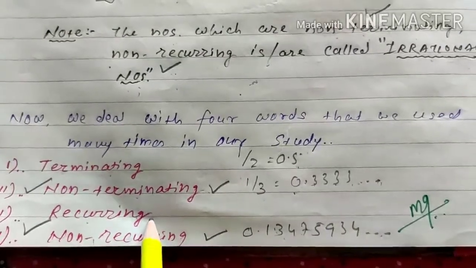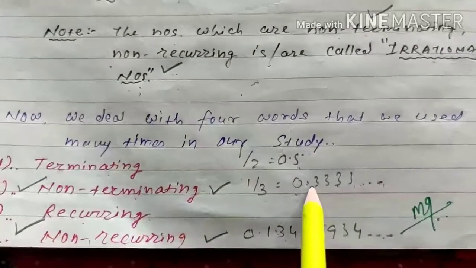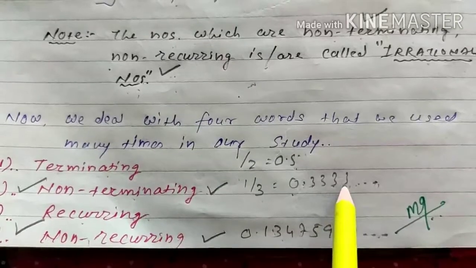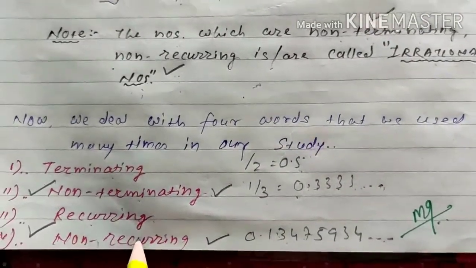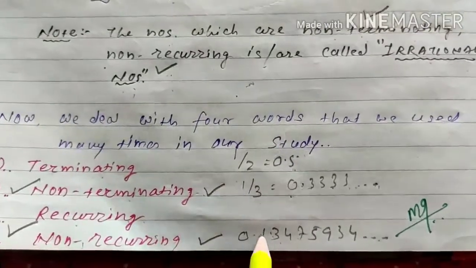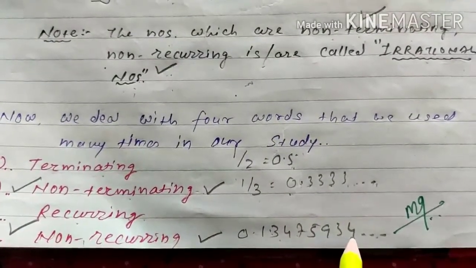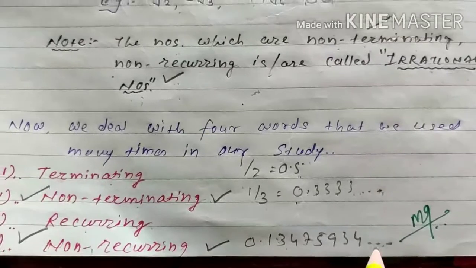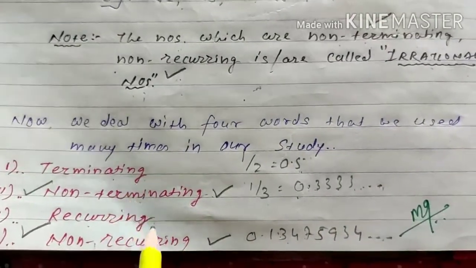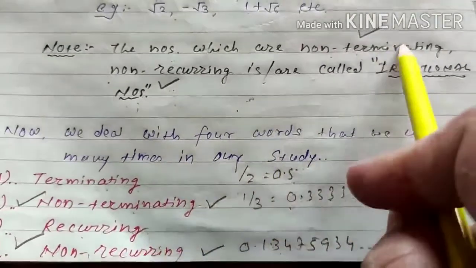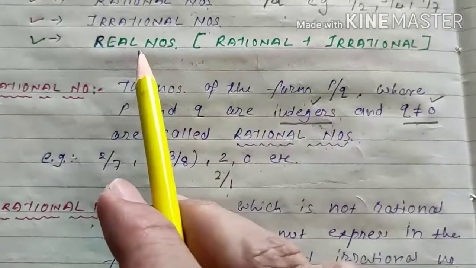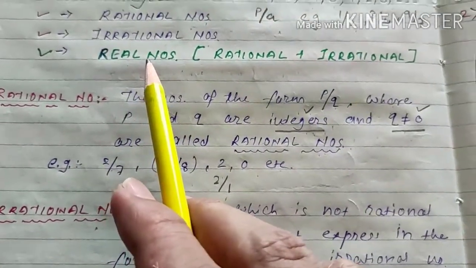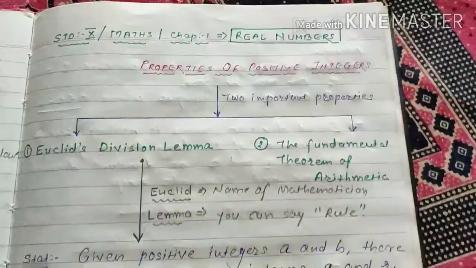Recurring means a repeated number. See, in this sum 0.333, this 3333 is a recurring number. And the last one is non-recurring. Non-recurring means 0.1347594 and so on. So these two kinds of numbers, non-terminating and non-recurring, are called irrational numbers. And the combination of irrational numbers and rational numbers is called a real number. So let's start our chapter, real numbers.